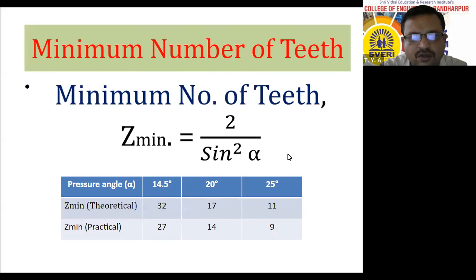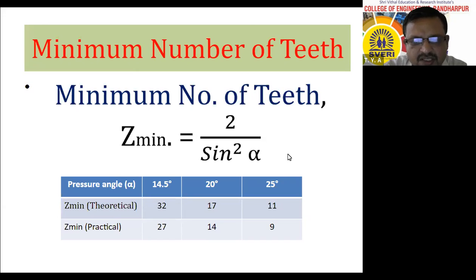As per the request from the student side, whatever I taught yesterday, today again I will revise it within half an hour and then I will take the next point. Yesterday we saw the first point, that is minimum number of teeth. There is one standard formula to determine the minimum number of teeth on a spur gear. That is Z minimum is equal to 2 divided by sin square alpha, where alpha is nothing but the pressure angle.